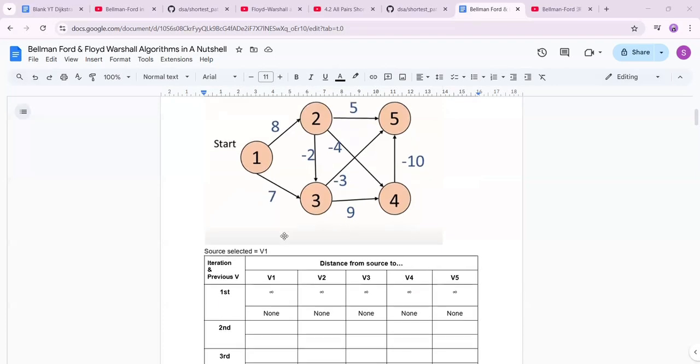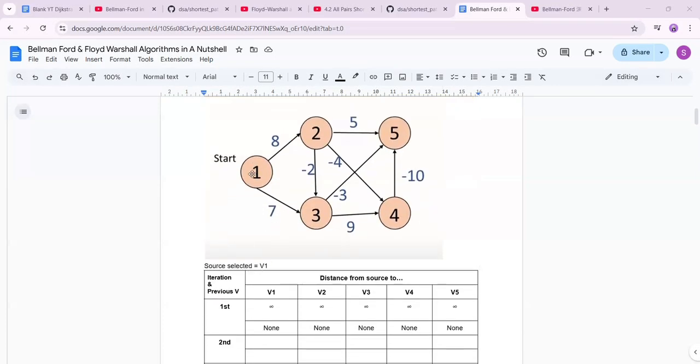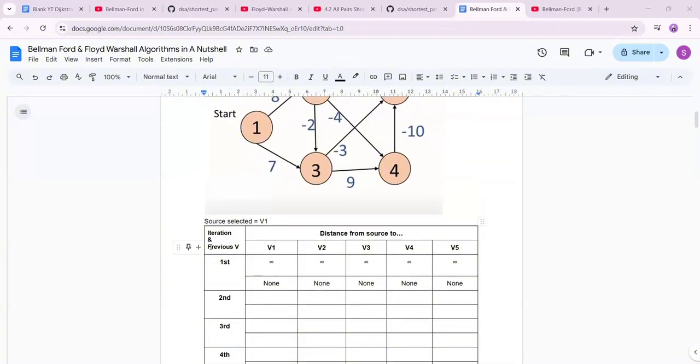All right. First, we pick a source. The source selected is 1. I want to find the shortest distance from the source to all these vertices. This column will represent each iteration. So let's do it.